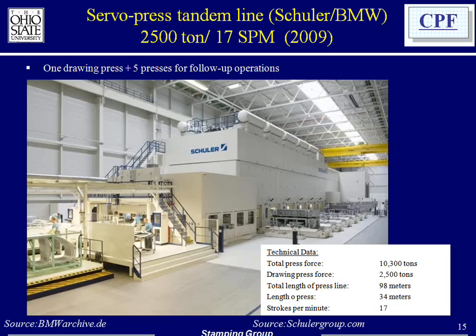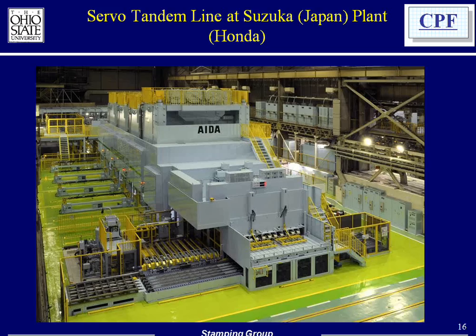Next slide, 15, you see a comparable press. I think this is at the BMW Leipzig plant. Again, a tandem press line by Schuler, and you can see the specifications of the press approximately. And here is the Aida press that is in Japan, as well as also one in Ohio. I in fact visited it just a couple of days ago. It started production, and Honda is going to put another one in Alabama.